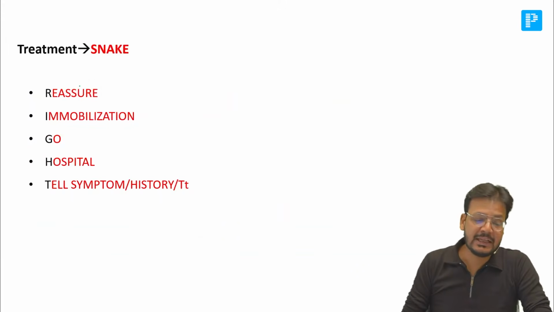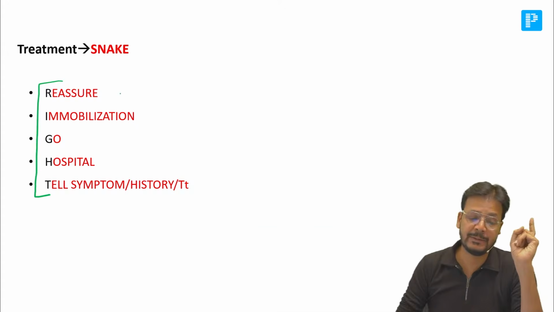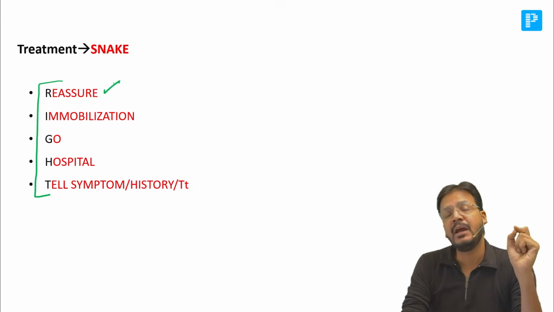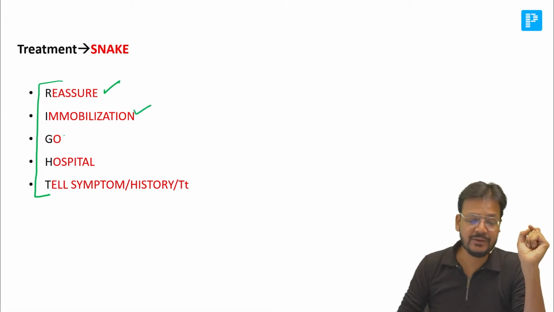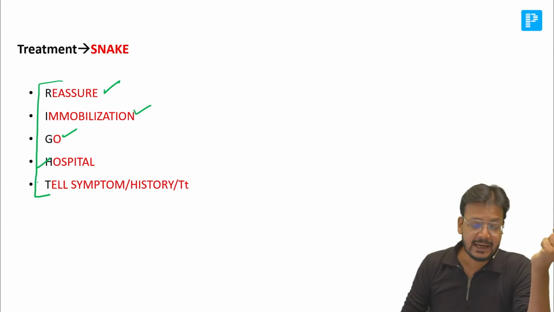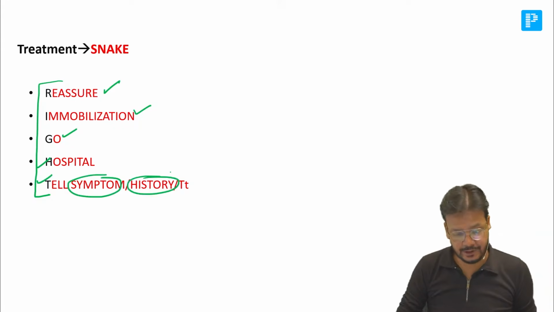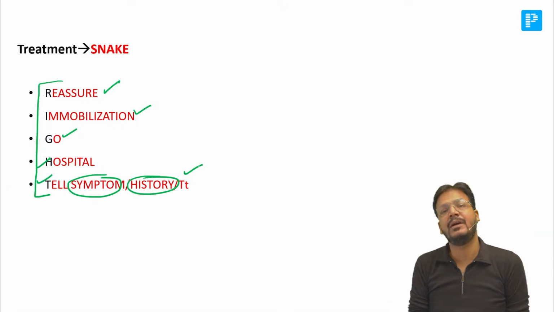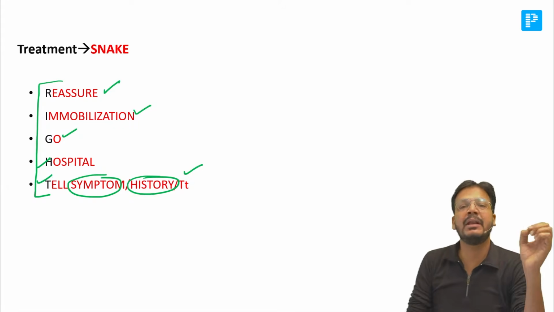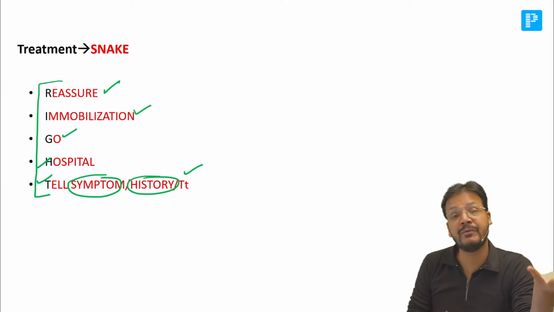Now sir, what is the right strategy in a snake bite? Very, very important. R for reassure. First of all, reassure the patient, beta. I for immobilize. G, go to hospital during the treatment of snake bite. T, tell the symptoms and tell the history and start the treatment. Yes, very, very important. R, reassure. I, immobilize. G, go to hospital, and tell the history and symptoms and start the treatment very, very fast.